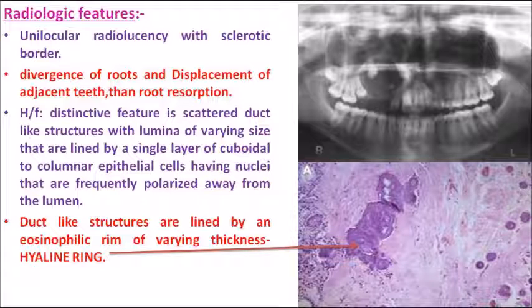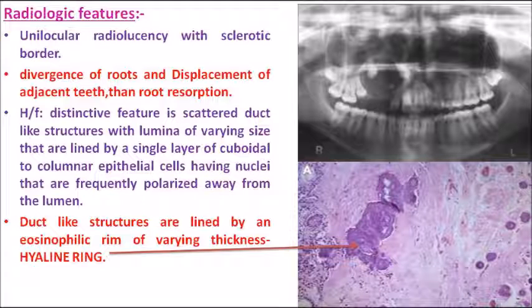Okay, there is an unerupted canine in that area. There is an unerupted first premolar. There is a second premolar. The roots are divergent, and there is a lateral incisor, whose roots are also divergent. Okay, so radiographically, all these things you can make out. There is a divergence of the roots and displacement of the adjacent tooth rather than root resorption.